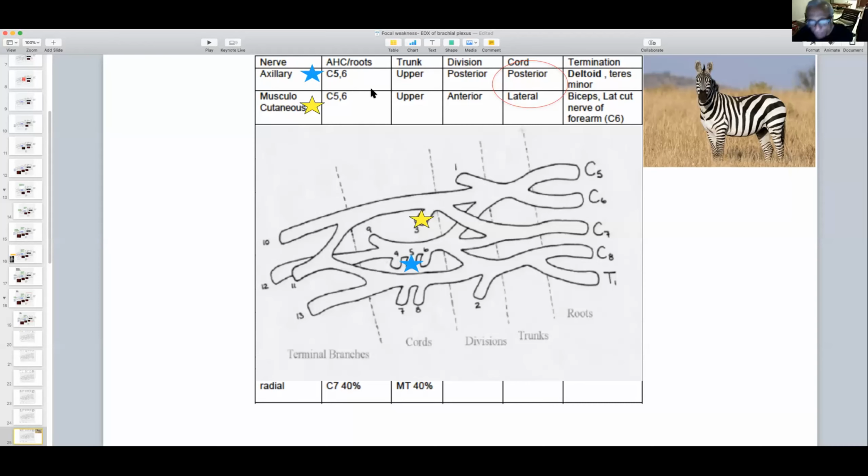Let me explain this one more time, just because it's an important point. So axillary nerve comes from C5, C6, goes to the upper trunk, then it goes to the posterior cord and ends up in the axillary nerve and the deltoid muscle. Pronator teres, the nerve to the pronator teres muscle, starts off from C6, C7, goes through both upper and middle trunk. Then instead of going through the posterior cord, it goes to the lateral cord.